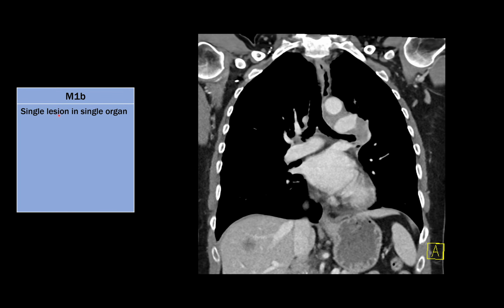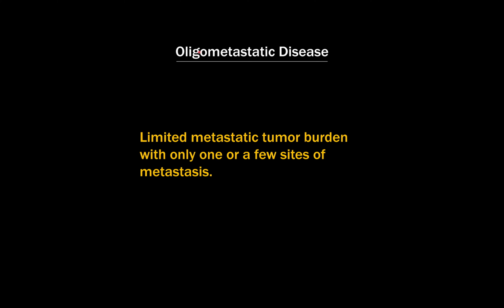M1B is a single lesion in a single organ. So this patient had a left upper lobe lung cancer and a single lesion in their right hepatic lobe. This refers to something called oligometastatic disease, which just means that the patient has limited metastatic tumor burden with only one or a few sites of metastases. These patients with oligometastatic disease are treated more aggressively than those who have multiple metastases. Usually the one or two sites of metastases are treated with surgery or other local ablative therapy like radiation.